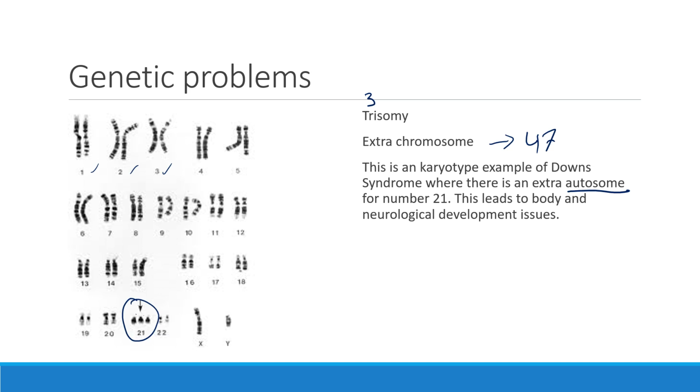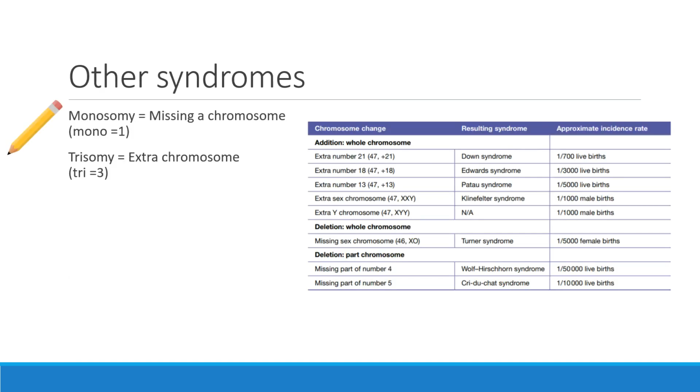So let's put these 2 ideas together. Putting these 2 ideas together, we get the idea that monosomy means missing a chromosome. Mono means 1. Trisomy means an extra chromosome, so tri equals 3. And over here on the right, this is actually taken straight from your books, and I've just quickly looked at it to see some extra information here.